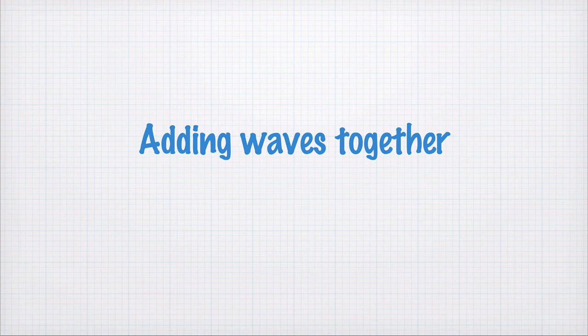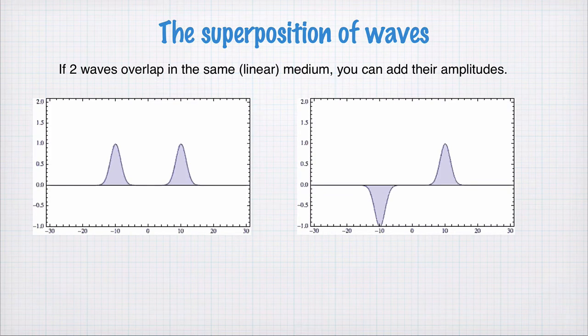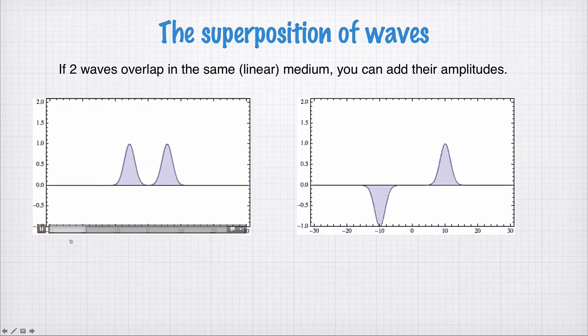Let's look now at what happens when waves meet each other and add together. So to start off, just to motivate things and look at a simple example, I've got a couple of animations here. In this case, we have two Gaussian pulses of equal amplitude, and they're propagating towards each other, so they're going to meet and add up and then pass through each other like this. Here they go, they add up and pass through each other.